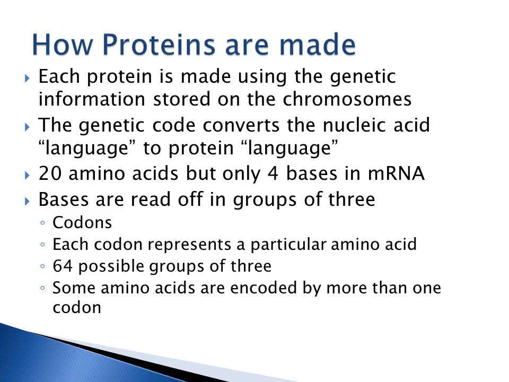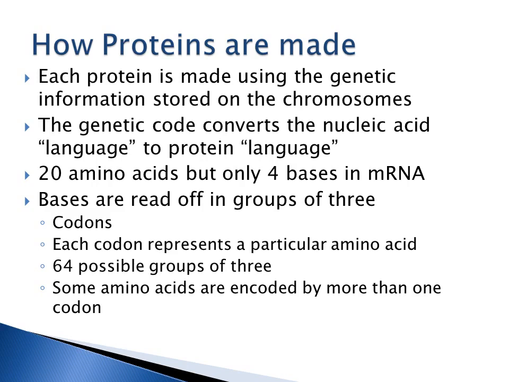So how are proteins made? Each protein is made using the genetic information stored on the chromosome. So the genetic code converts the nucleic acid language, that messenger RNA, into protein language. There are 20 amino acids, yet there's only 4 bases in messenger RNA. We have our G, C, our A, and our U, our uracil instead of thymine.